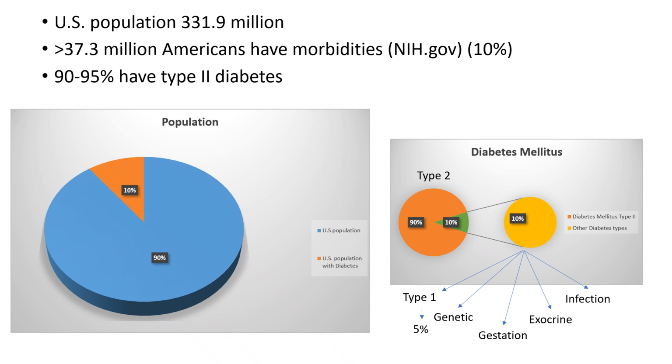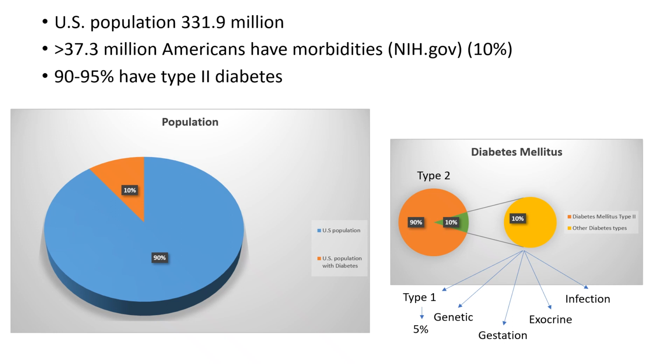Now, out of that 37 million, I drew a pie chart to help you understand how many people are sick. So in this pie to the left, we have the blue portion that's 90%. That's the normal population of the US. The abnormal population is 10%. Those individuals have the sickness. They have diabetes mellitus. So let's take that orange slice and move it over to the right.